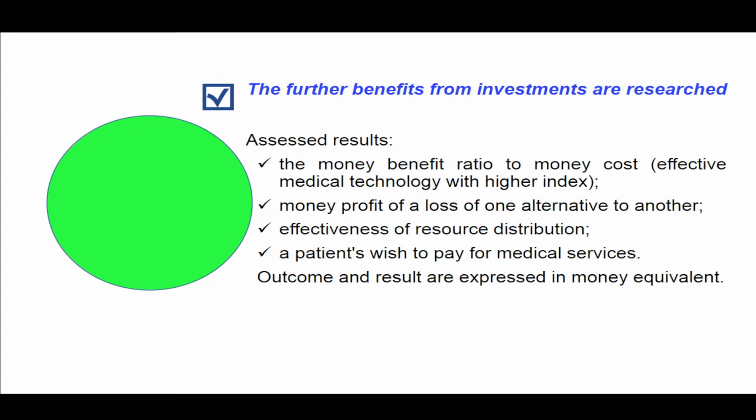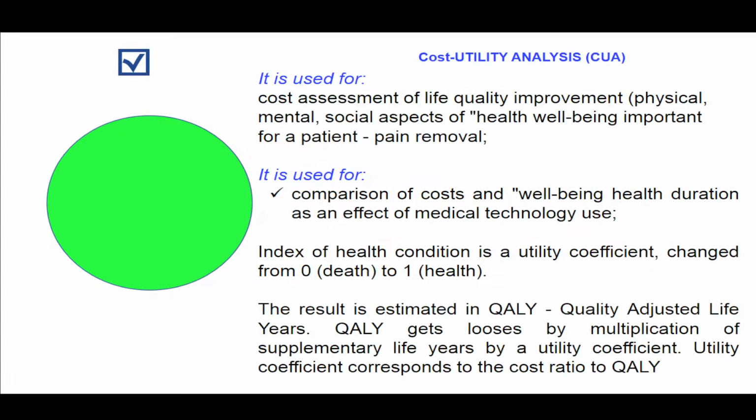According to direct and indirect costing, we have some practical exercises in our practical class. Any other methods: we have cost utility analysis, we call CUA. This method is used for cost assessment of life quality improvement. It's used for comparison of cost and well-being, health duration, health and effect of medical technology used.